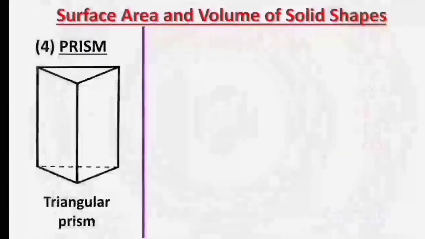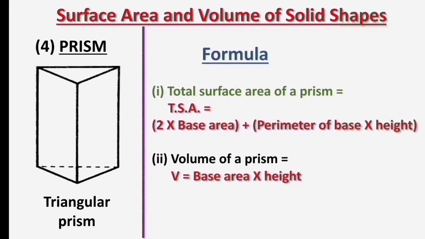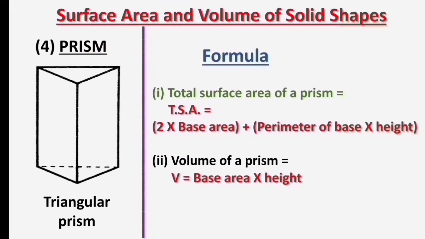For a prism, the total surface area of a prism is 2 times the base area plus the perimeter of the base times the height, while the volume of a prism is the base area times the height.